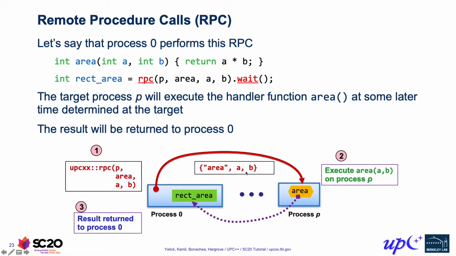The arguments get packaged up as well, and so this combination gets enqueued on the target process, and at some later point the target process will actually execute the function, and if there's a result, it will send that result over to the source process. If there's no result, then it'll just send a notification that the function has been executed.